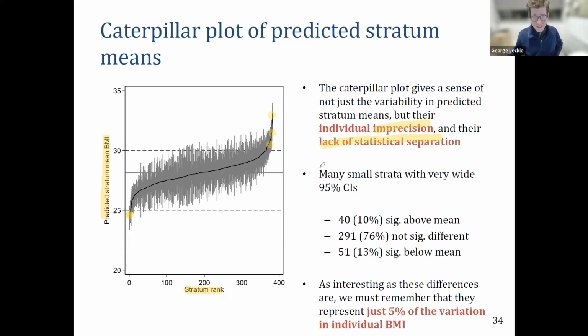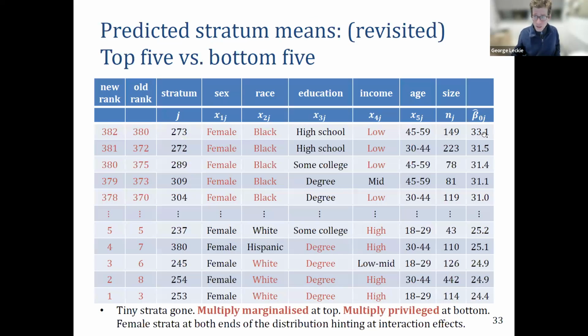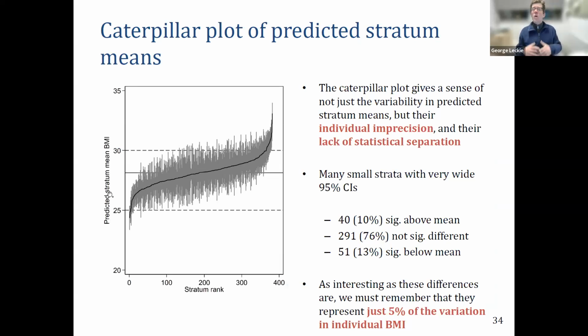The other thing to say is that what we're looking at here is focusing exclusively on the optimal stratum means, and the same was true on the previous slide. But we mustn't forget that this only represents some 5% of the overall variability in individual BMI. Okay, we've got low discriminatory accuracy. So it is interesting and meaningful to compare strata and to talk about their characteristics and identities, but this is only explaining 5% of what's really going on.